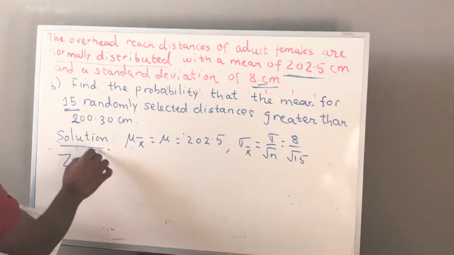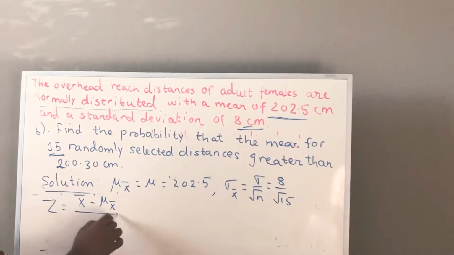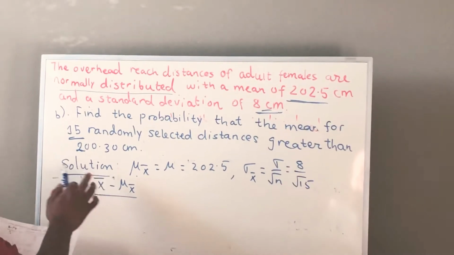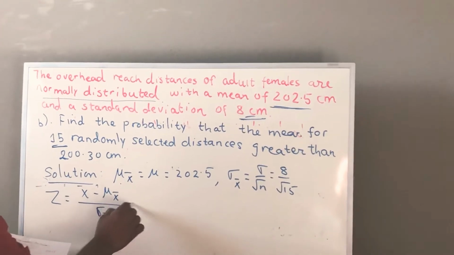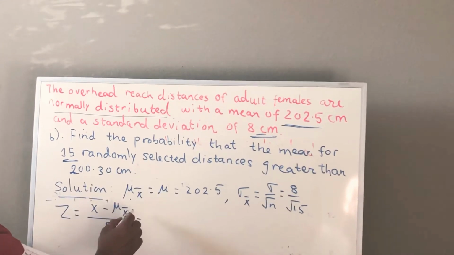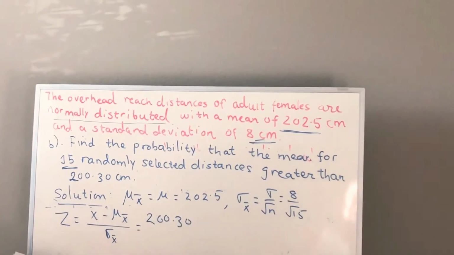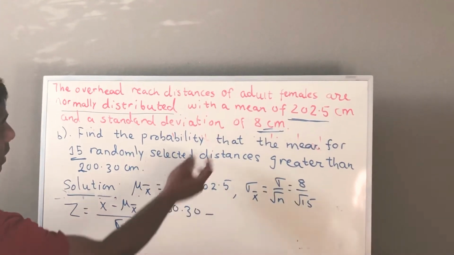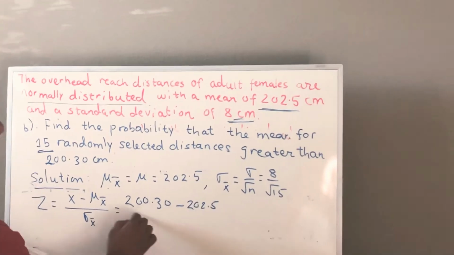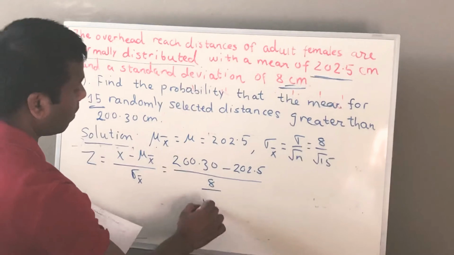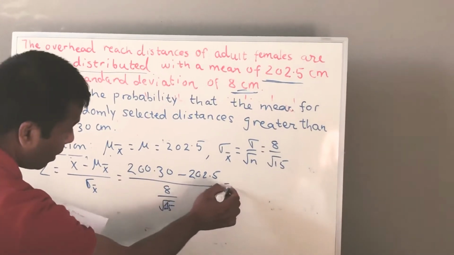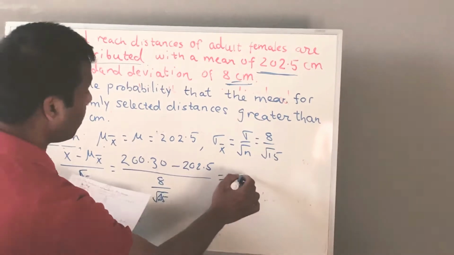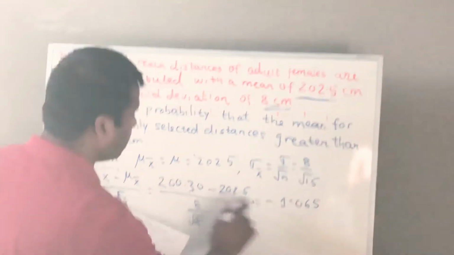into a z score. Again, remember the formula: z equals x bar minus mu x bar over sigma x bar, and we have this x value is 200.30 centimeters, and the mu x bar is exactly the mean, which is 202.5, and the sigma x bar is 8 over the square root of 15. If we use the calculator and do a little bit of computation, we will end up with negative 1.065. So this is equivalent to negative 1.065.